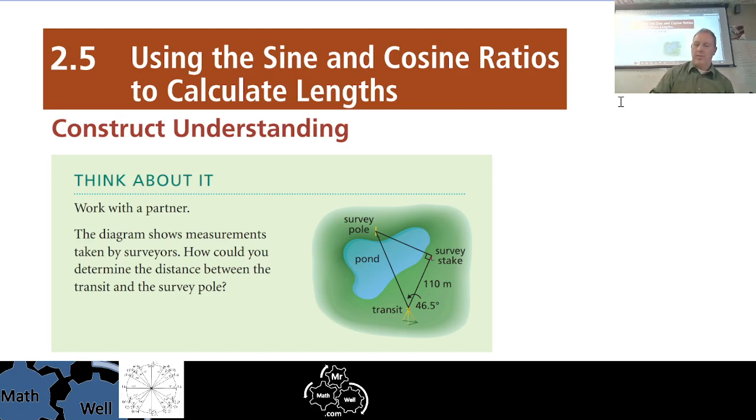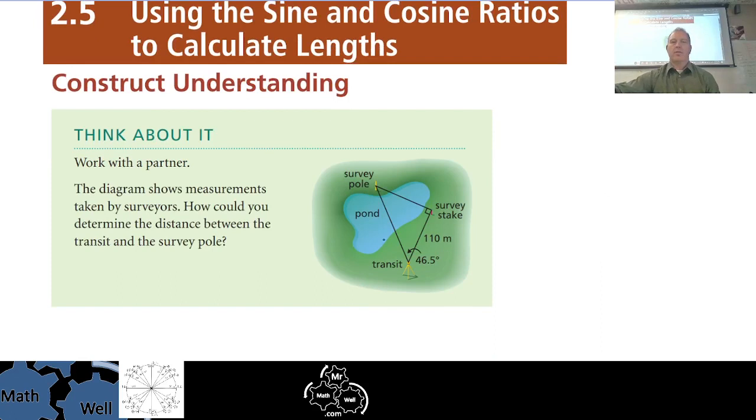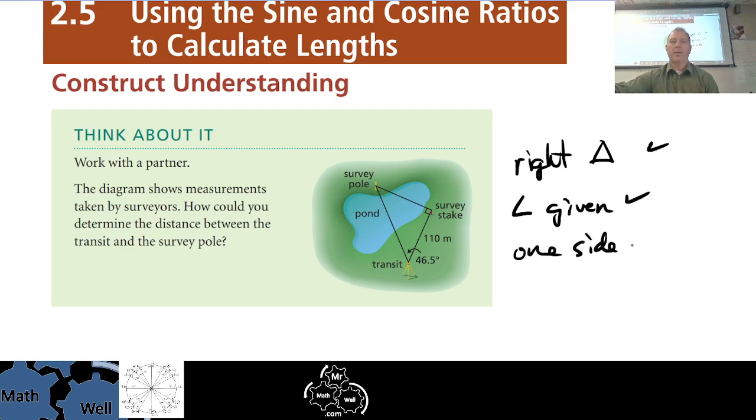Okay, hopefully you've had a little bit of time to think about that. I want you to notice a few things. We do have a right triangle, and that is important. A right triangle, check. We do have an angle given, check. And we do have one side given, check. So that means we could use SOHCAHTOA to solve this.